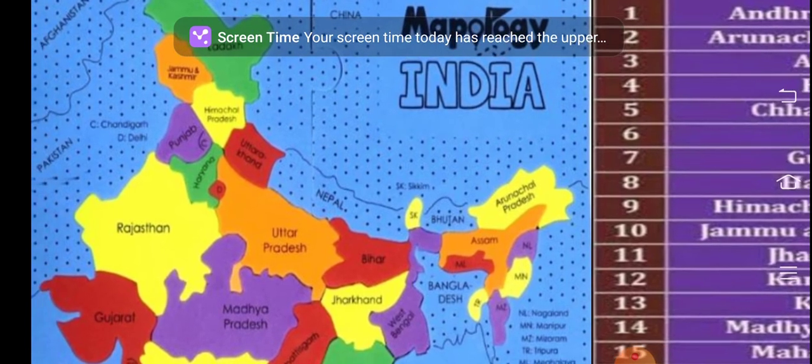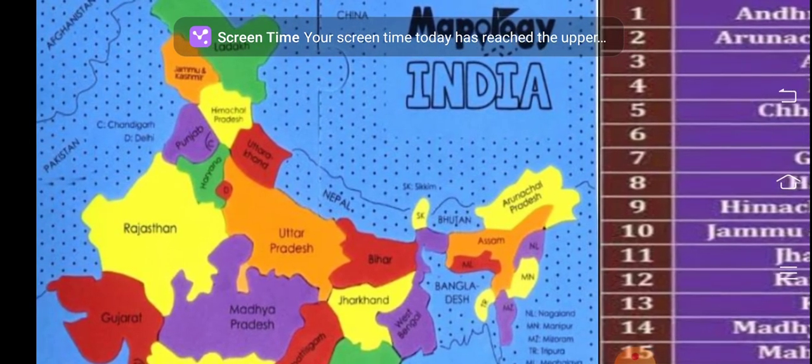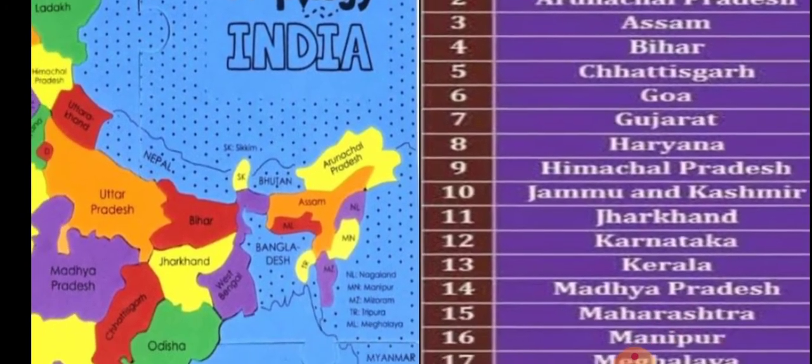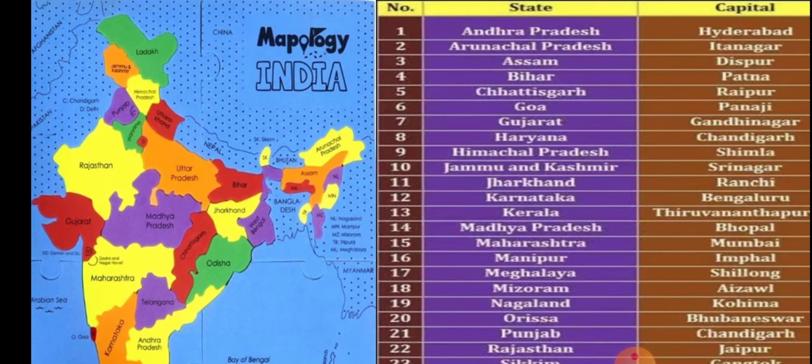So next, go to the east side. Sikkim, Assam, Arunachal Pradesh, Nagaland, Manipur, Mizoram, Tripura, Meghalaya. Okay, note down in your notes the states and their capitals.